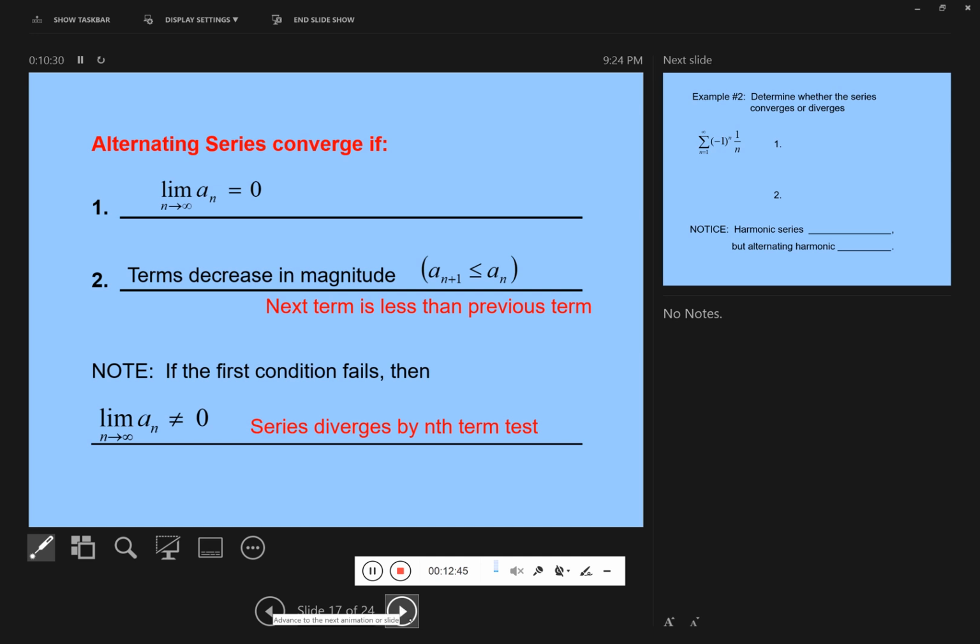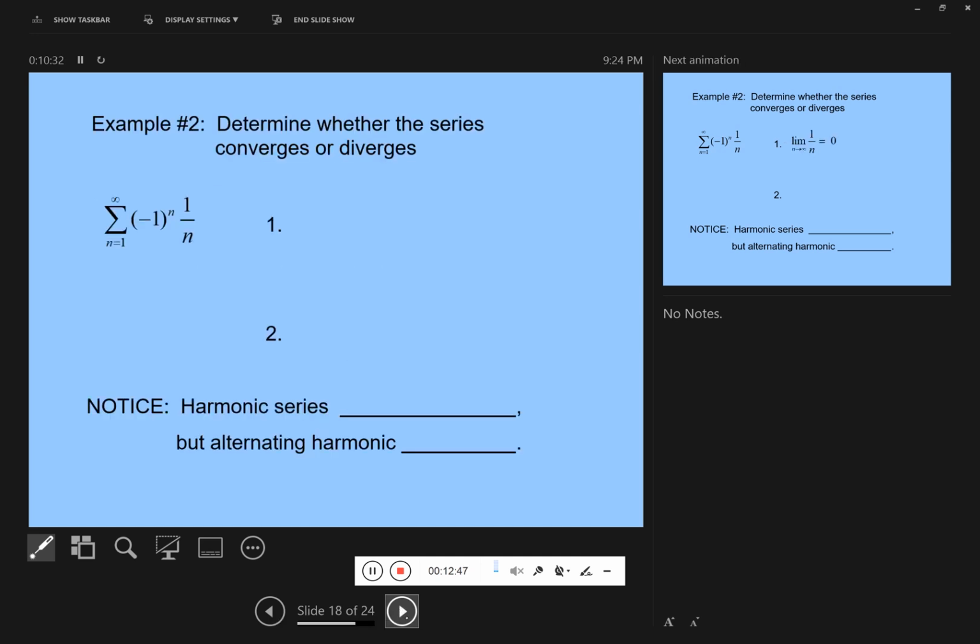Okay, so let's look at an example, and I'll show you how you would write it. Let's say I wanted to determine whether this alternating harmonic, right, because 1 over n is harmonic, and then the negative 1 to the n makes it alternate. So does an alternating harmonic converge or diverge? Well, the first thing I have to check is, does the limit equal 0? And when I say does the limit, that means ignoring the alternating part. Does just the non-alternating part equal 0? Well, in this case, yes, it does, right? 1 over infinity. All right, so that part checks out.